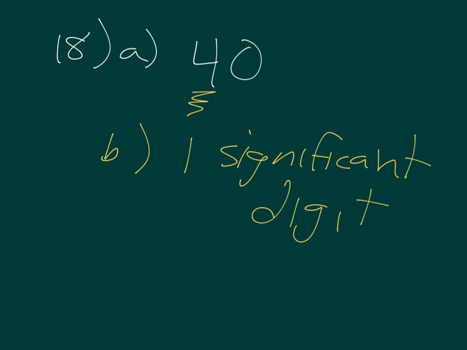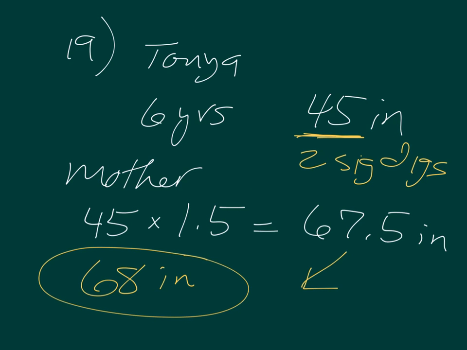Then question 19 refers to the table. It says Tanya's mother is 1.5 times as tall as Tanya was when she was 6. When Tanya was 6, she was 45 inches. So her mother is 45 times 1.5, which is 67.5. But it said, put it in the correct number of significant digits. Well, Tanya's was 2 significant digits. Therefore, her mother's has to be in 2 significant digits, which in this case you would round and get 68.